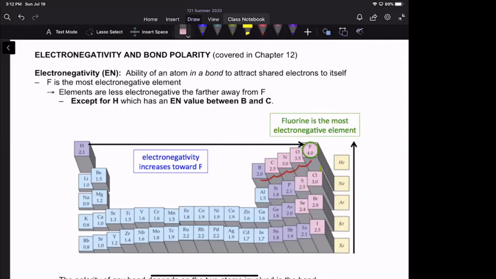Also notice hydrogen. Where's hydrogen? Hydrogen is that element that kind of runs with the jocks, but it kind of runs with the nerds too. So with electronegativity, it lives in between boron and carbon in the top row with its value of 2.1.